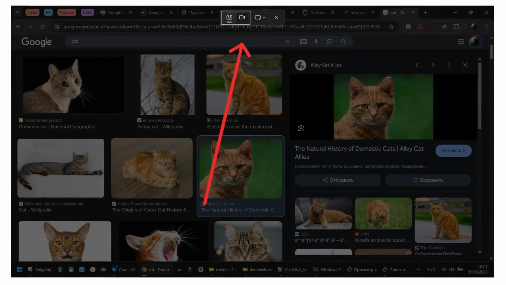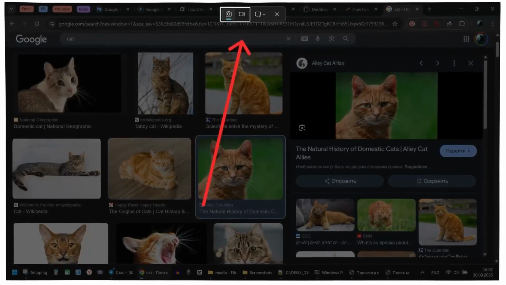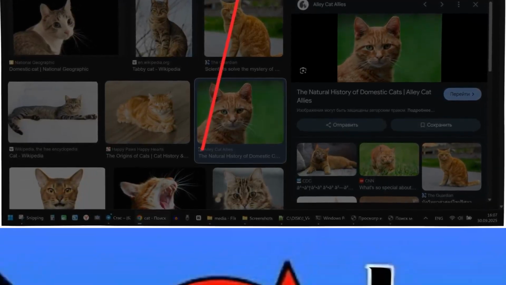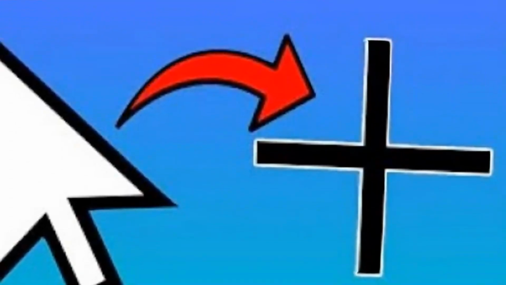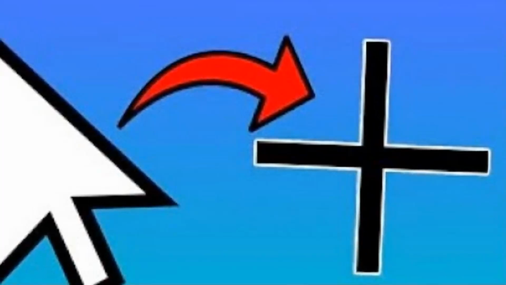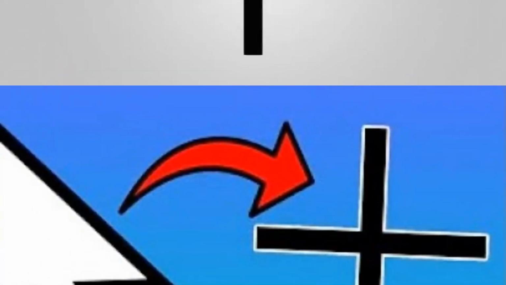Your whole screen will dim slightly, and a small menu will appear at the very top. At the same time, your mouse cursor will change from an arrow into a crosshair, which looks like a plus sign. This crosshair is your selection tool.